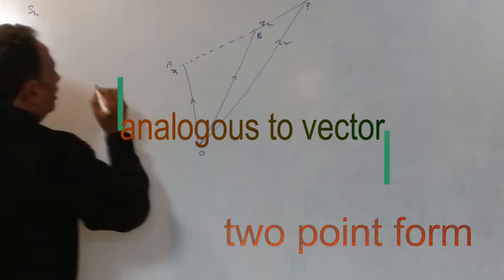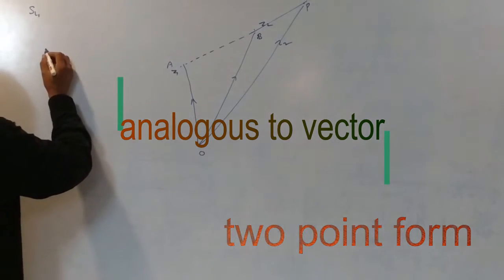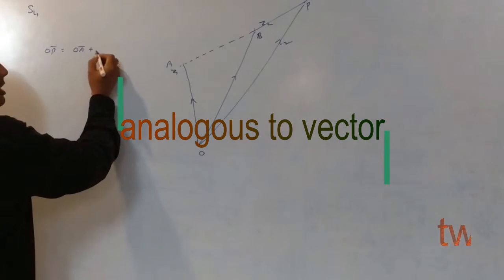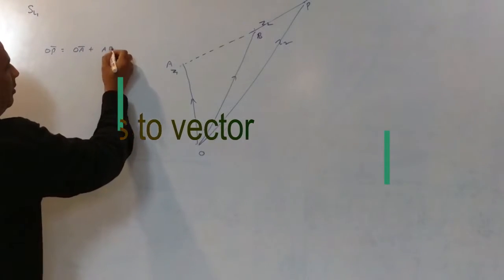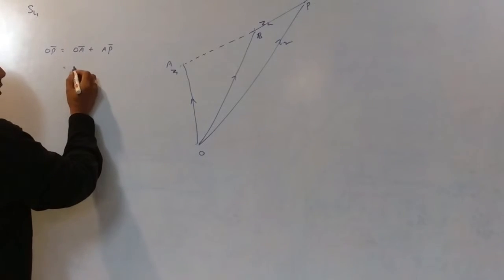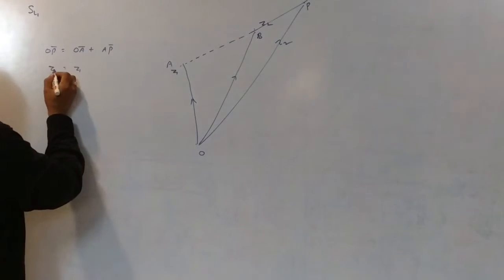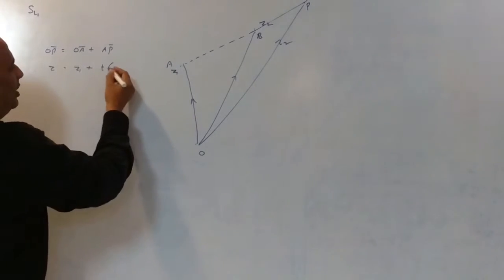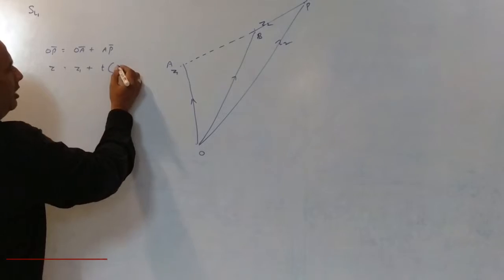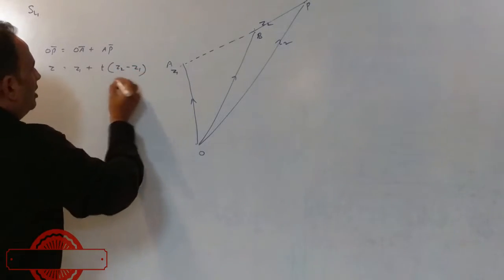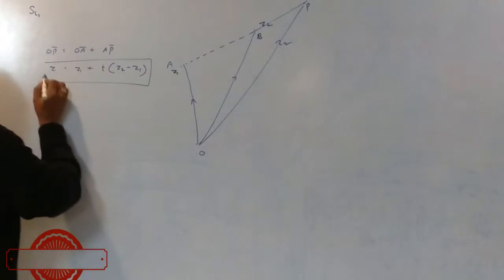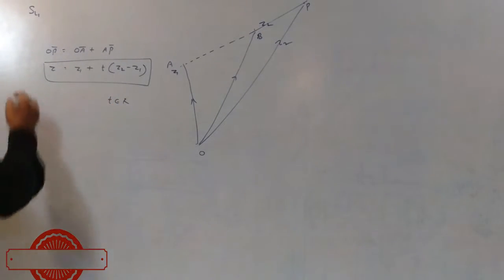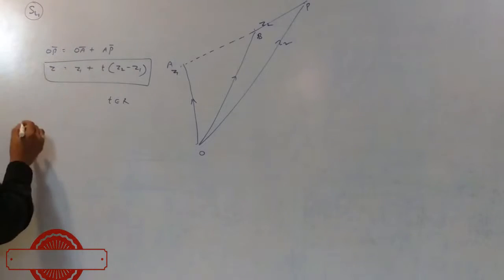So we say OP equals OA plus AP, and OA can be written as z1. So z equals z1 plus AP, and AP is parallel to AB, so we can use t times (z2 minus z1), where t belongs to any real number. This is the first equation of a straight line, where t is any real number. This can be considered as SL1.